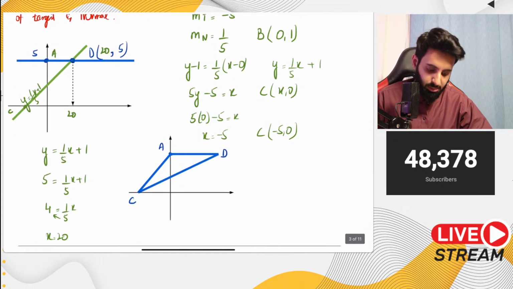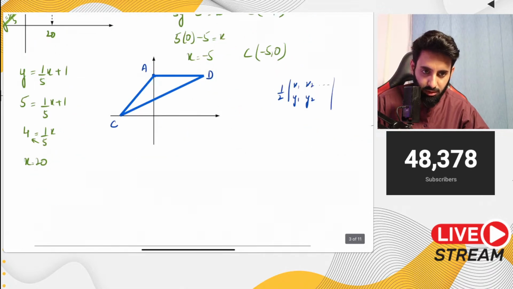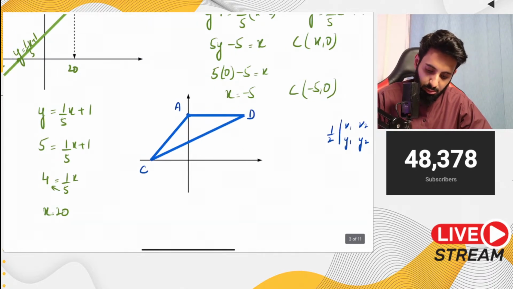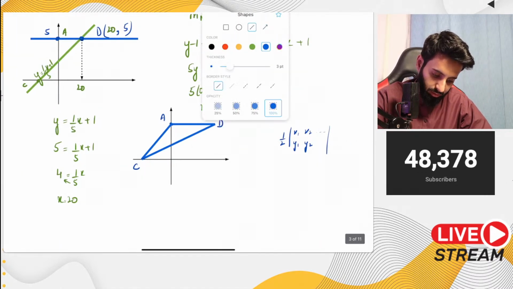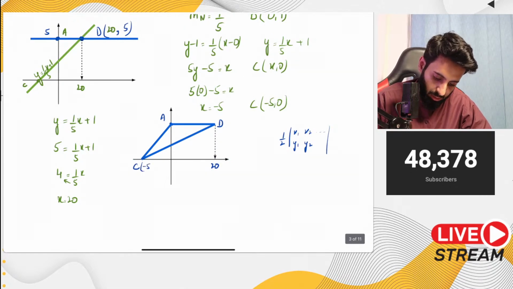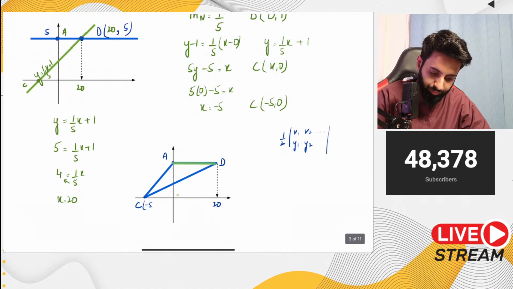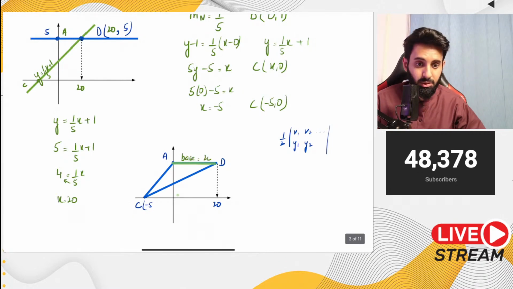The shoelace method is basically this formula over here: half into x1 y1 into x2 y2. It's this formula, which I will not suggest that you use over here. Why? Because you can find the base and the height very easily. So notice over here that this coordinate is 20 and this coordinate is -5. So that means we can find the base very easily. This will be our base, and what is the base going to be? The base is equal to 20.